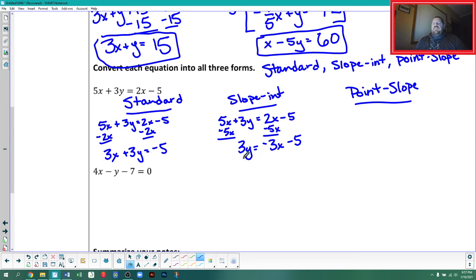And now I need to divide both sides by 3. Divide by 3, divide by 3, divide by 3. So then y equals -1, or just -x, minus 5/3. And that's good to go.